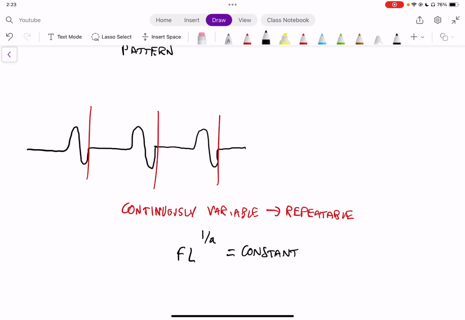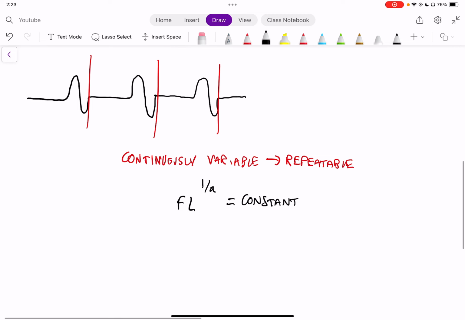We can modify this equation slightly by putting everything to the power of a. Instead of keeping it in this format, we can put everything to the power of a and have F to the power of a times L. The power of a cancels the 1 over a on L, so we just have times L, is equal to a constant to the power of a.